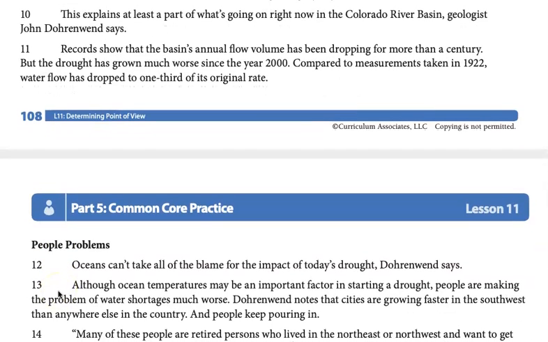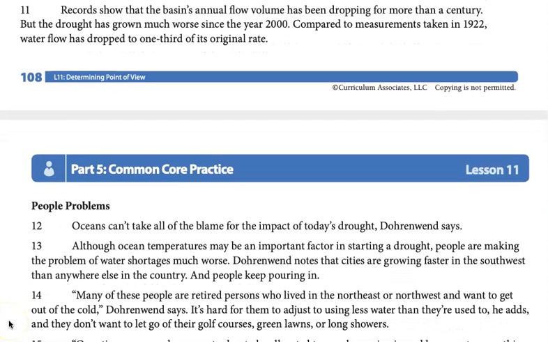This explains at least a part of what's going on right now in the Colorado River Basin, geologist John Dorenwind says. Records show that the basin's annual flow volume has been dropping for more than a century, but the drought has grown much worse since the year 2000. Compared to measurements taken in 1922, water flow has dropped to 1/3 of its original rate.